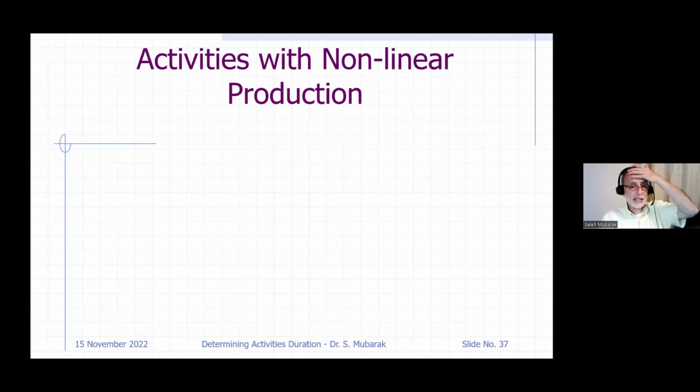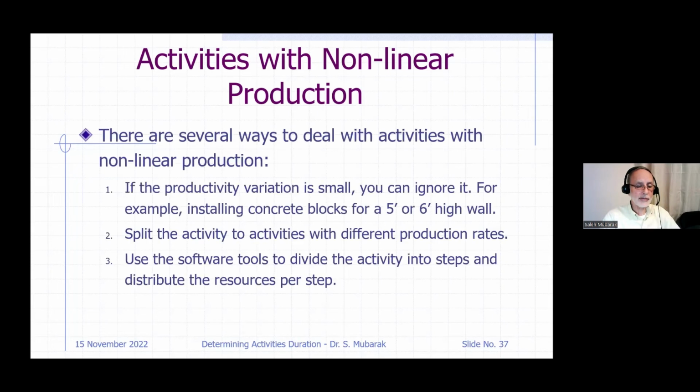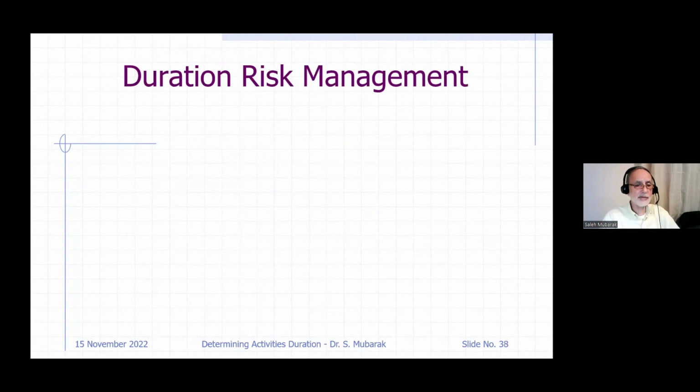If you have an activity with non-linear production, so you're doing excavation for a trench and part of the trench is sand, part of the trench is rocky, you don't combine them, split them into activities. Or if you're using Primavera P6, you can use the activity steps.